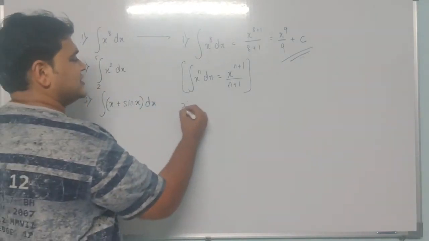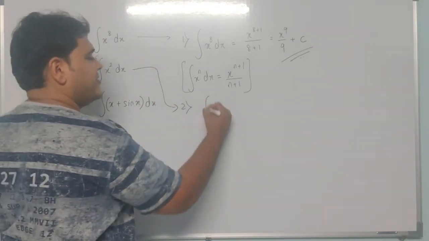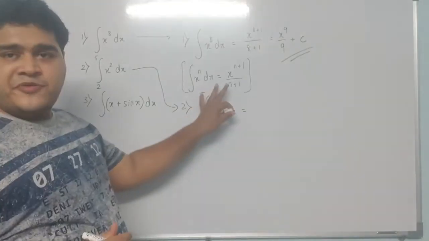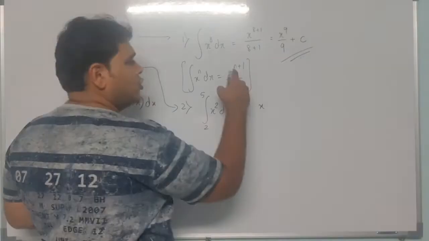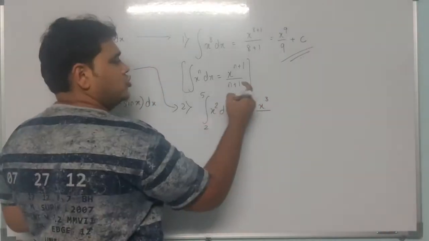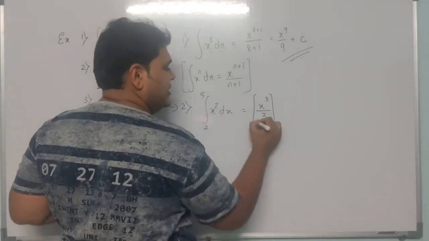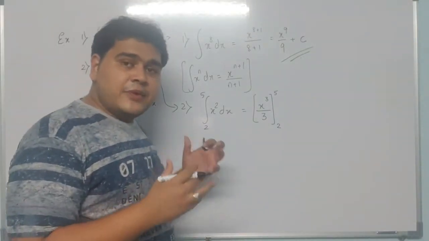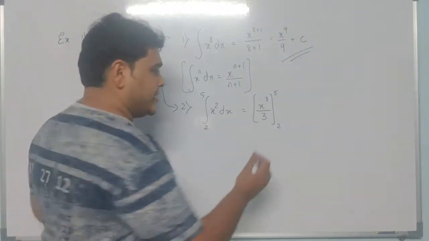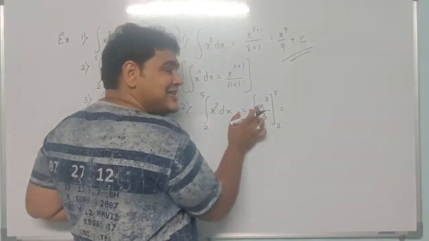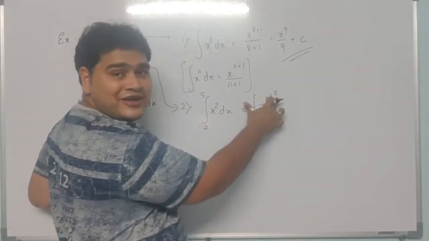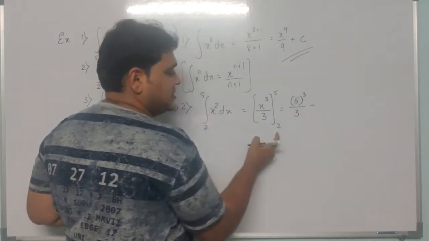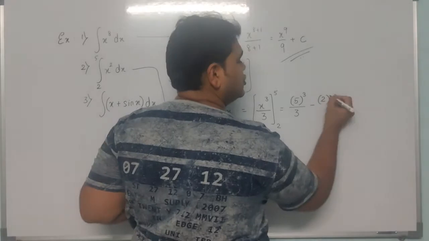Okay. Now let's go for the second one. We have x squared dx with limits 2 to 5. Again, we are going to apply the same formula here. So we're going to have x raised to 2 plus 1, that's 3, upon 2 plus 1, that's 3, with limits this time 2 to 5. Lower limit is 2, upper limit is 5. Now when I say substitute the limits, this is what I meant. In place of x you have to substitute 5. So this is going to be 5 cube by 3 minus, now the lower limit, 2 cube by 3.